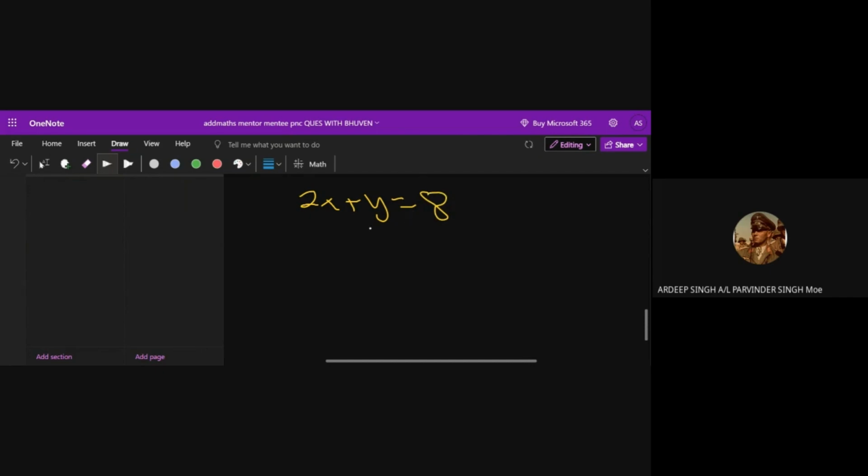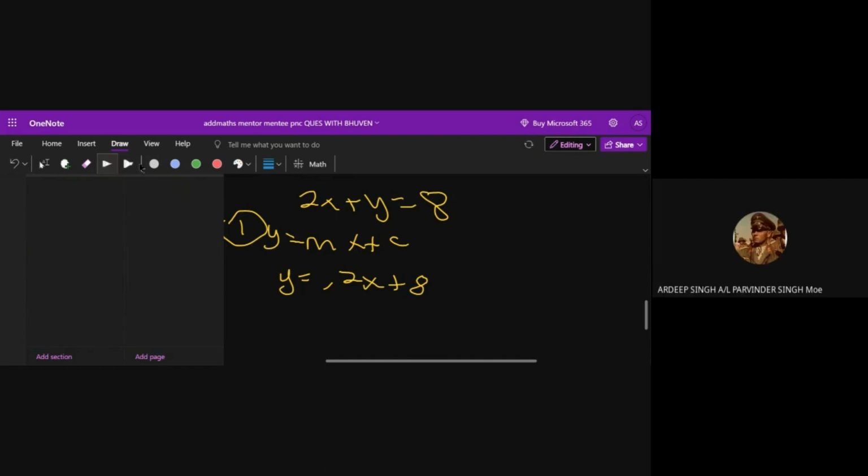Now, the first thing when you do a graph question is you have to rearrange the equation. You have to make it y equals mx plus c, like this form. This is your first step. So how are you going to make it like that? Here you go, y: the 2x I bring over will become minus 2x plus 8. All right, guys?